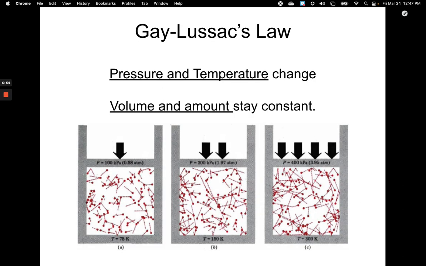Next law relates pressure and temperature. Gay-Lussac's law. Pressure and temperature change, but volume and amount stay constant. So you can see in here we have a temperature increase, but we're keeping the volume constant. And you can see that as the temperature increases, the pressure also increases. The particles are moving faster, and there are more collisions, and that's what pressure is.